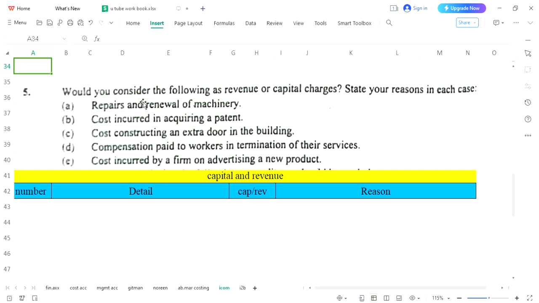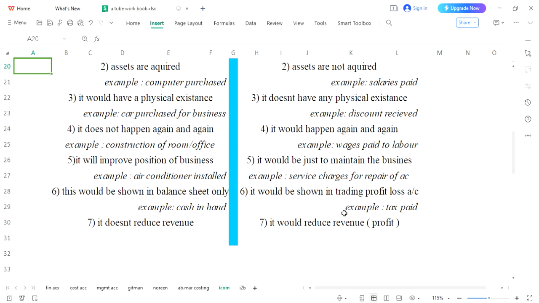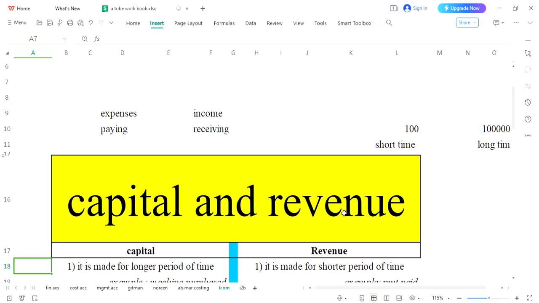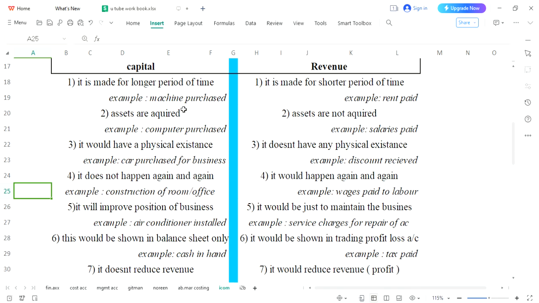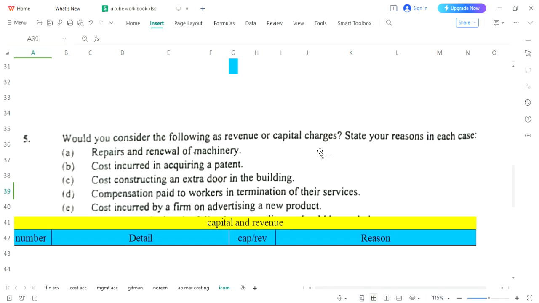As usual, these narrations would be written under detail. We will decide whether it is capital or revenue and then finally the reason. Here you can see capital and revenue reasons. 6-7 reasons for capital, 6-7 reasons for revenue we have already discussed. It means we are now very open to start our question.